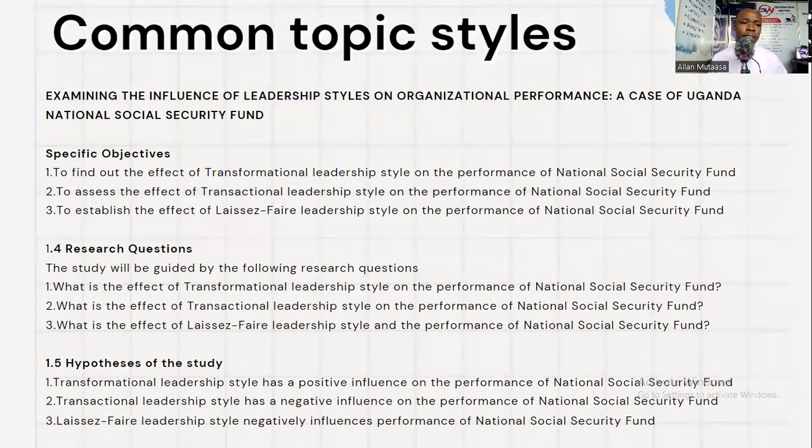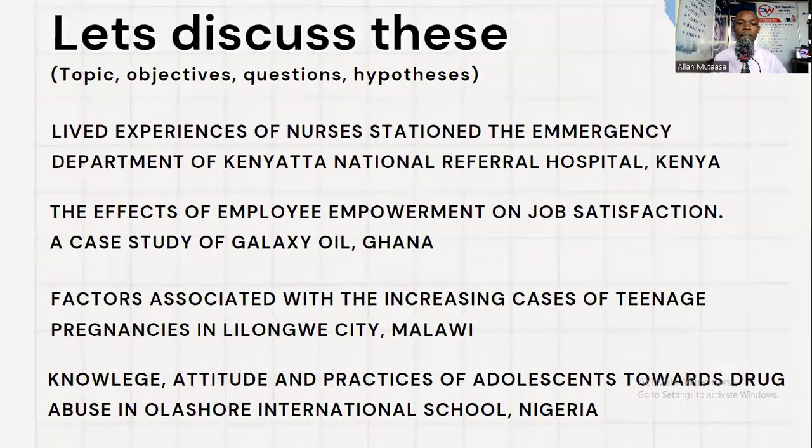The other thing, common topic style, the other thing we can look at, examine the influence of leadership styles on organizational performance. Still, we are going to divide our independent variable, which is leadership styles, into the various leadership styles. We shall have transformational leadership style, transactional leadership style, and laissez-faire leadership style that we are going to be relating with the performance of our company. So still we shall have our objectives, our questions, and hypotheses. I think it makes a lot of sense there.